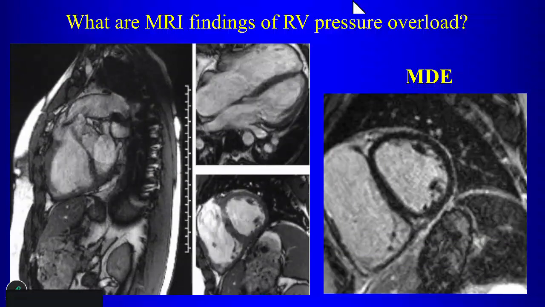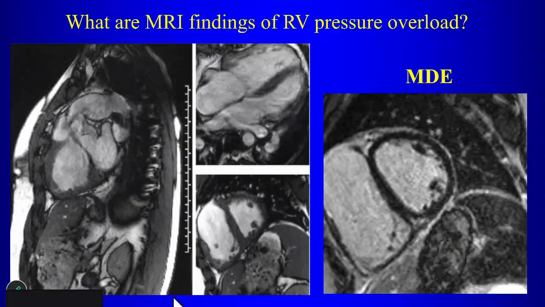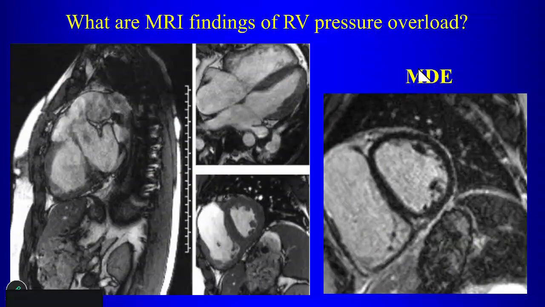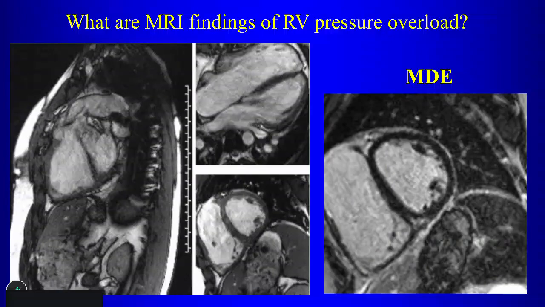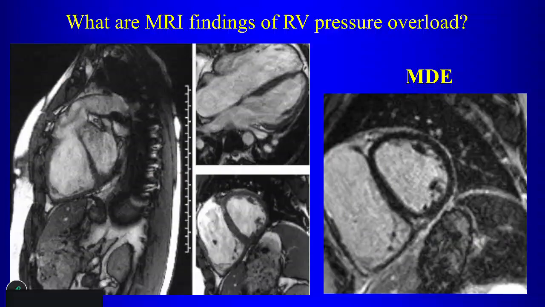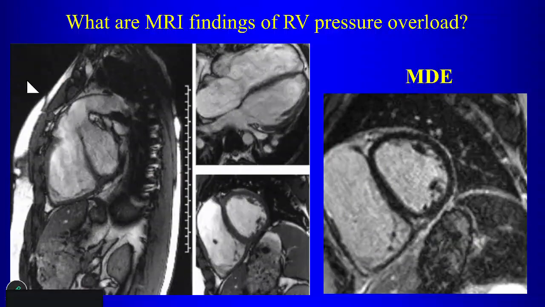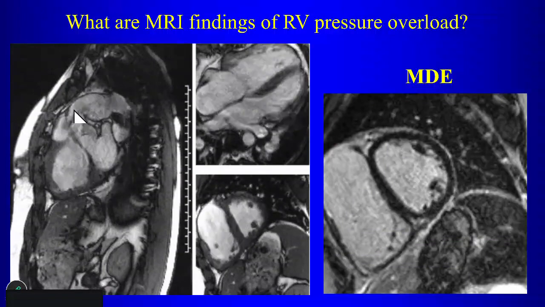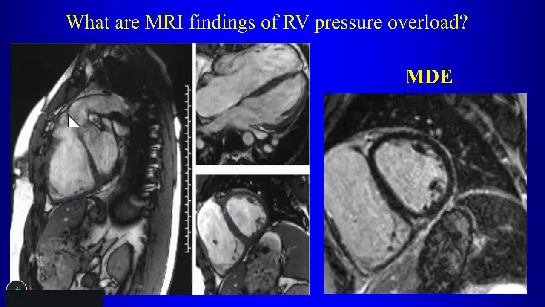MRI findings associated with right ventricular pressure overload. Well, here, this is pretty basic. So what are the findings there that tell you that there's pressure overload of the right ventricle? Yeah, so the RV is dilated, right? So the RV is dilated. Also here you can see there's pulmonary regurg. Okay, so when pulmonary artery pressures are high, you can also see pulmonary regurg, right?